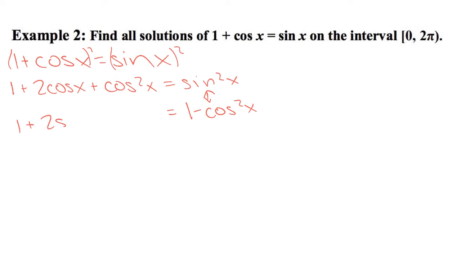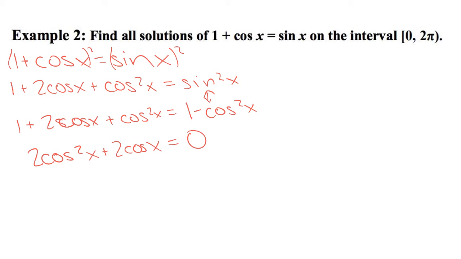And then I'm going to go ahead and write out that left-hand side, and then move everything over so that I can factor and solve. So I now have 2 cosine squared x plus 2 cosine x equals 0. The 1 and 1 cancel out. I can factor out a 2 cosine x, and that leaves me with a, not an x, but a cosine x plus 1.